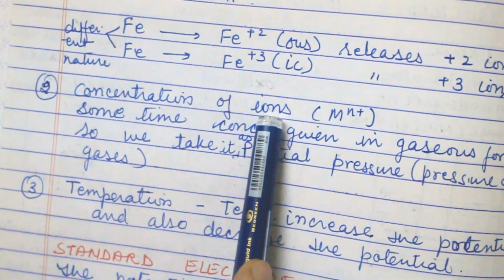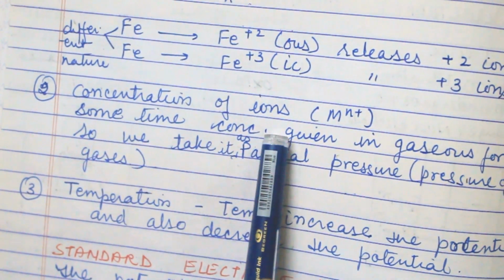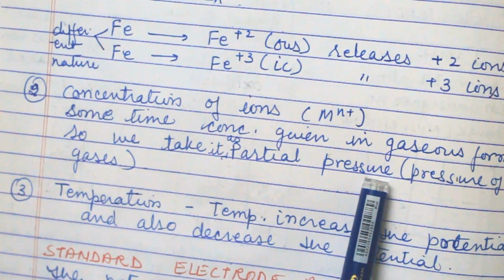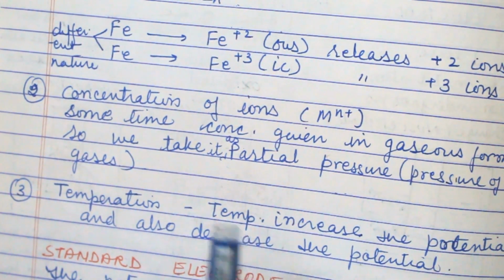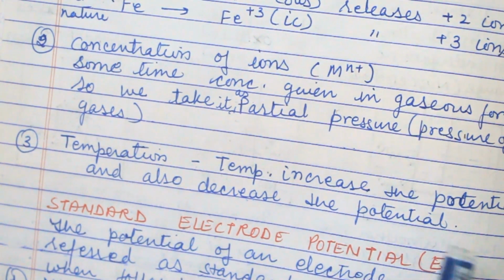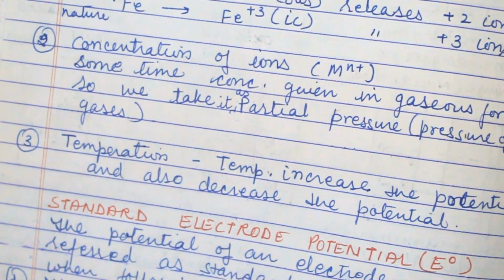Next is concentration of ion. Sometimes concentration is given in gaseous form, so we take partial pressure. Partial pressure means the pressure of the different gases. Now next is temperature. When temperature increases, potential increases. When it decreases, then potential decreases.